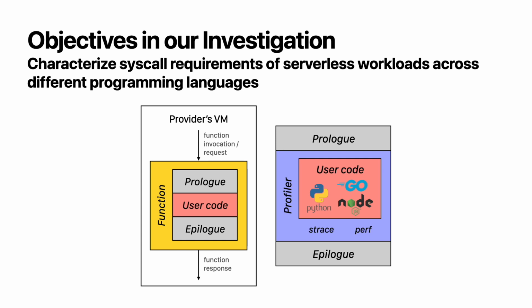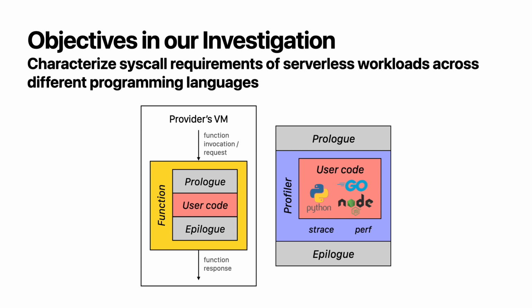This profiling data allows us to associate the system calls captured by strace with the specific portions of the function's code. By using perf trace, we are able to generate flame graphs, which provide a visually intuitive representation of the function's behavior from invocation to completion. This approach enables us to achieve a fine-grained understanding of the interactions within the serverless provider's virtual machine during function execution.